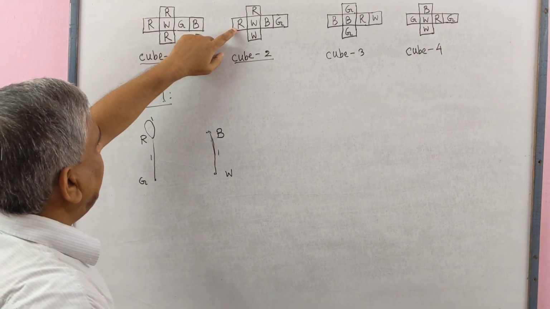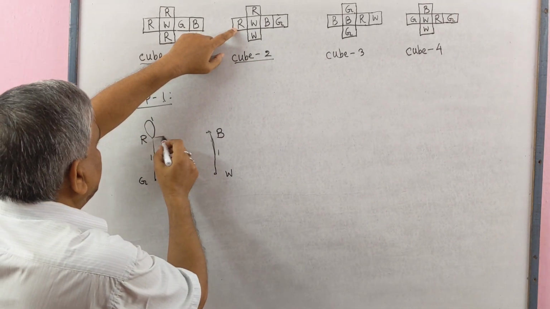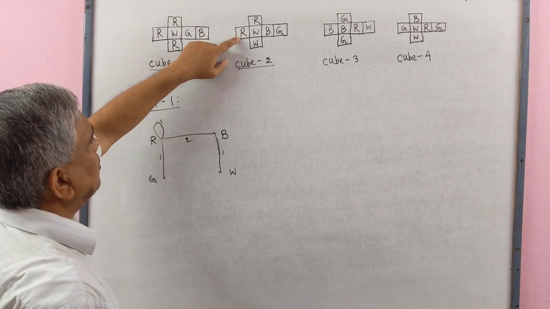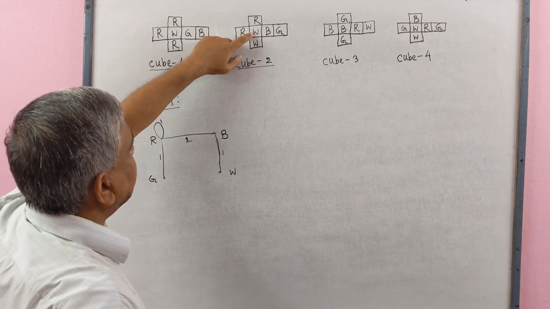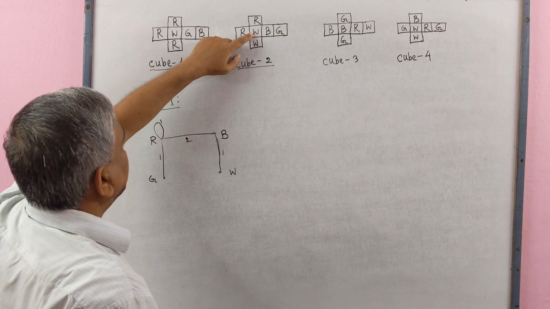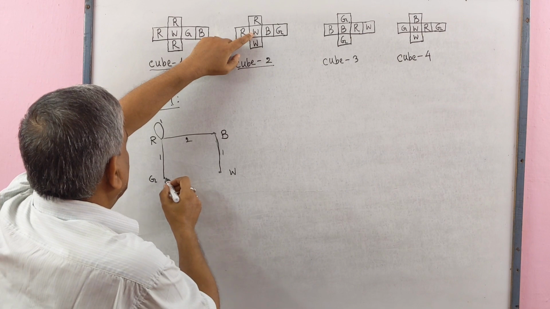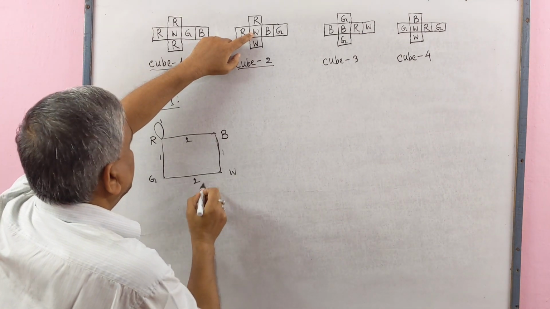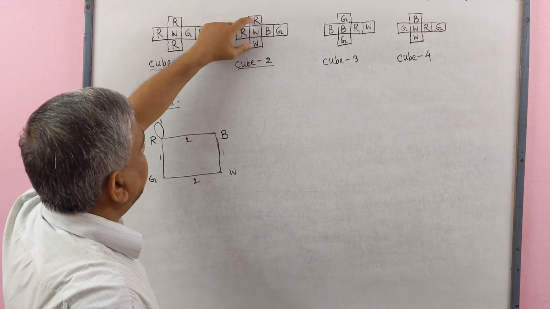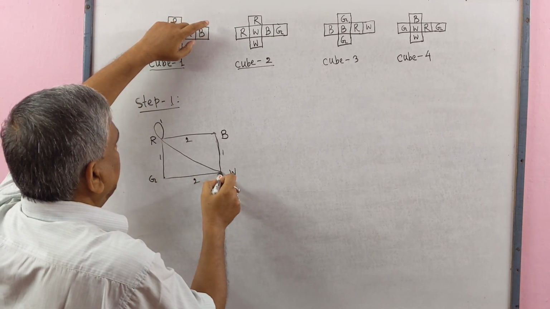Here the left face is R and the right face is B. So we join RB. This is for cube 2. We write 2. Then W is the front face and G is the back face. We join W and G. This is 2. Then top and bottom are R and W. This is number 2.